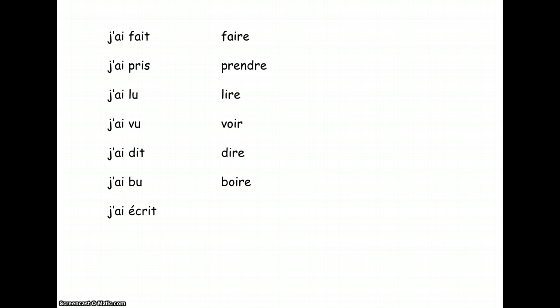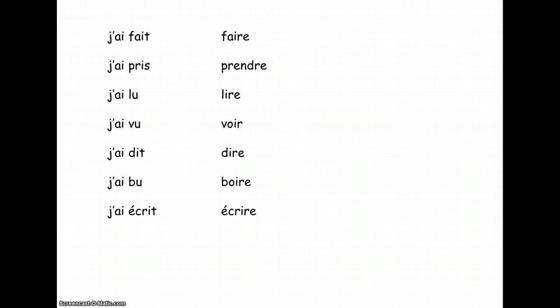Boire is the infinitive, to drink, and that forms j'ai bu, I drank, and then écrire, to write, turns into j'ai écrit, I wrote. Now sadly they're not the only ones, they're just some of the most common ones.